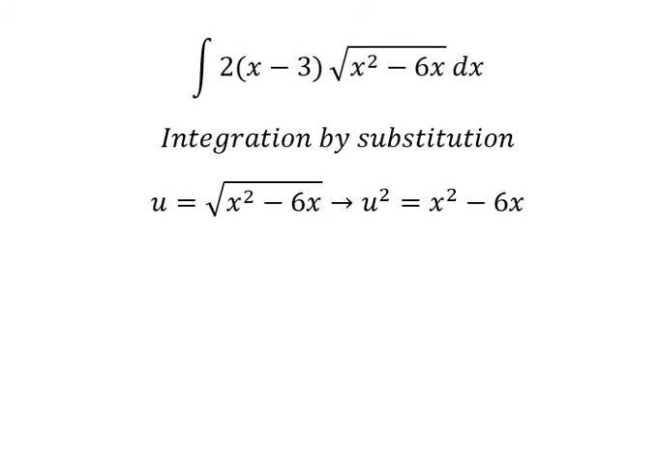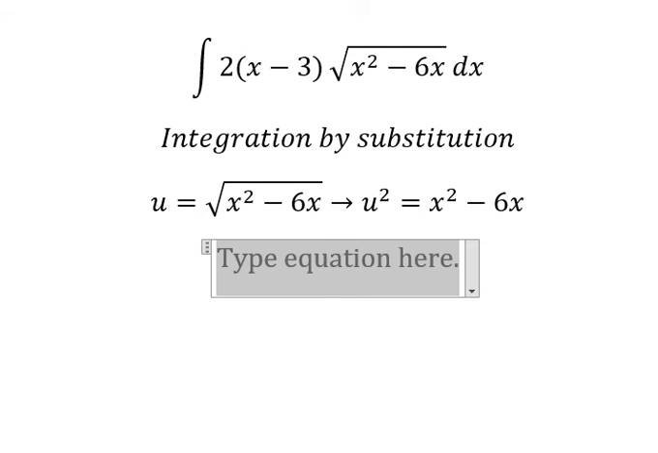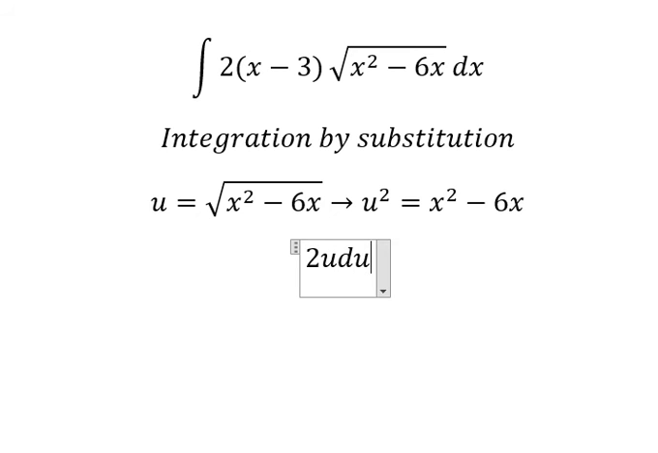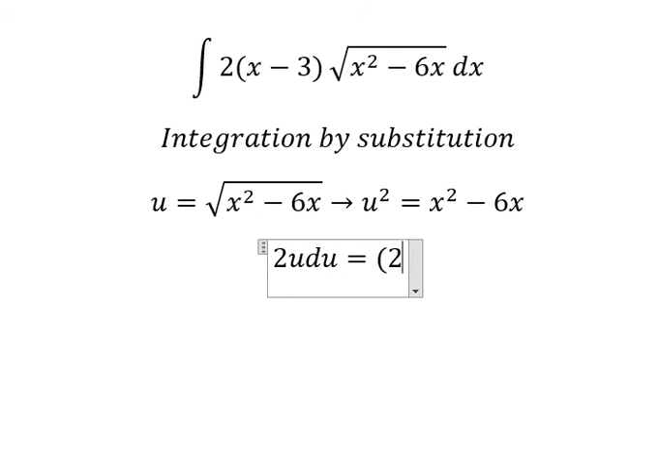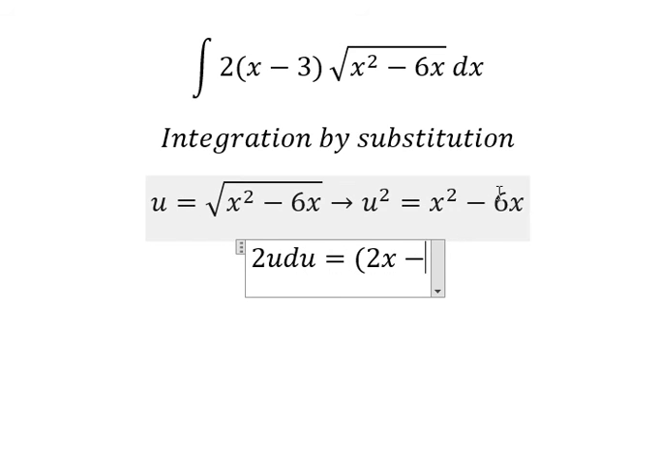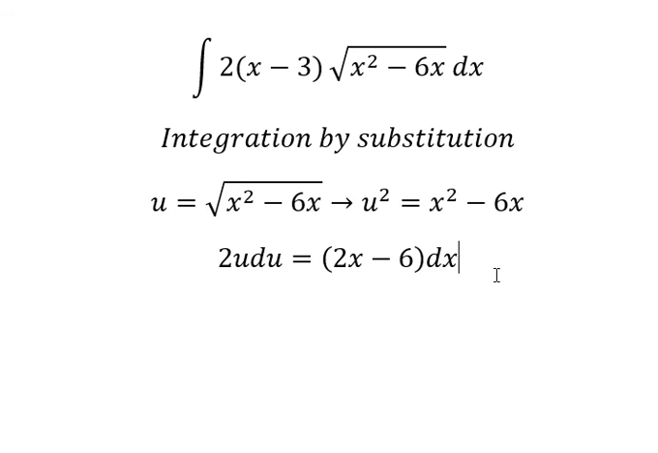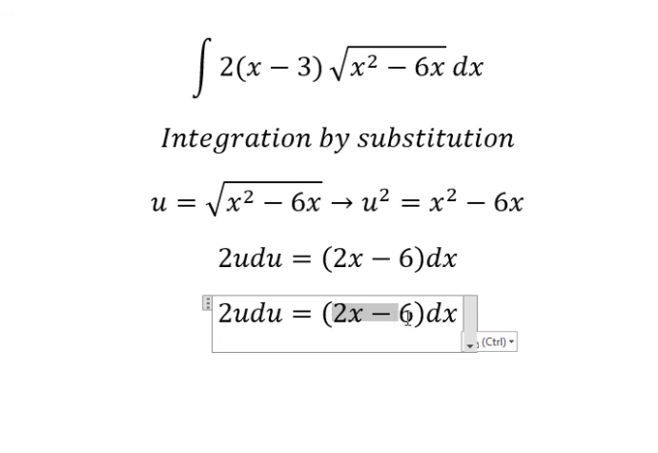Now we need to first take the derivative of both sides. You get 2u du. The derivative of s squared gives 2s. The derivative of 6s gives 6 ds. Later, we do factorization by number 2.